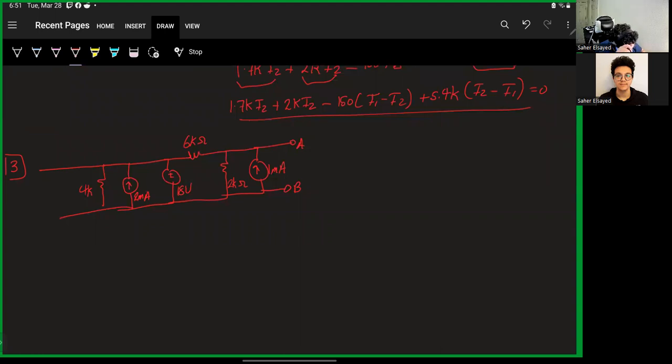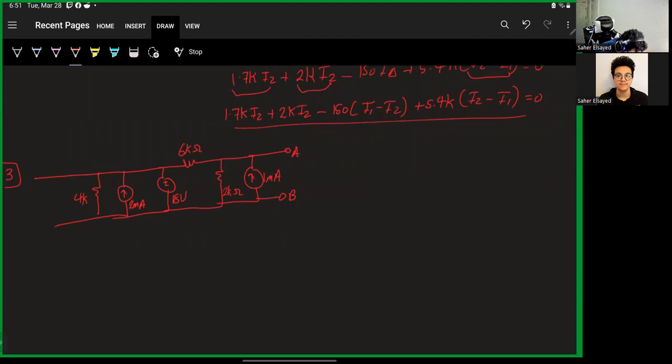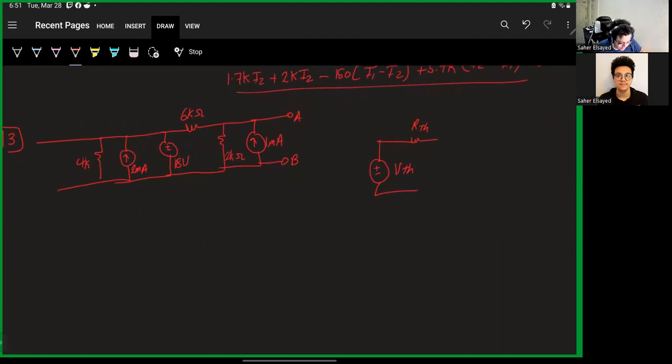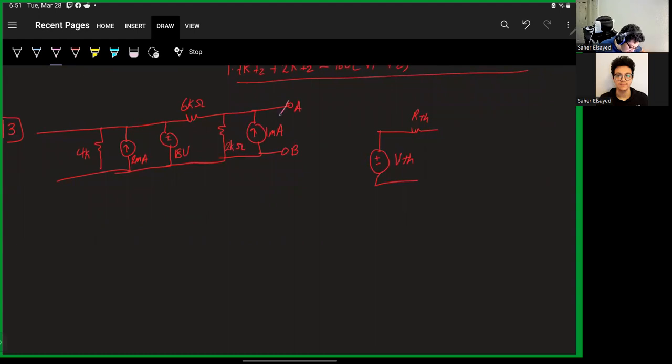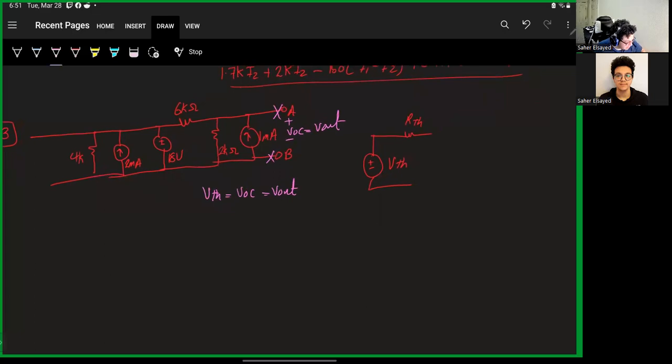So again, it's asking you to find the Norton equivalent. So the equivalent looks something like this. Voltage source, resistor. This is R Thevenin. This is V Thevenin. So how do we do V Thevenin? If you remember, we got this here, and then we figure out the VOC. V Thevenin is the VOC or V out, whatever you want to call it. So in this case, what else is given to us? Is there anything else? No, okay.